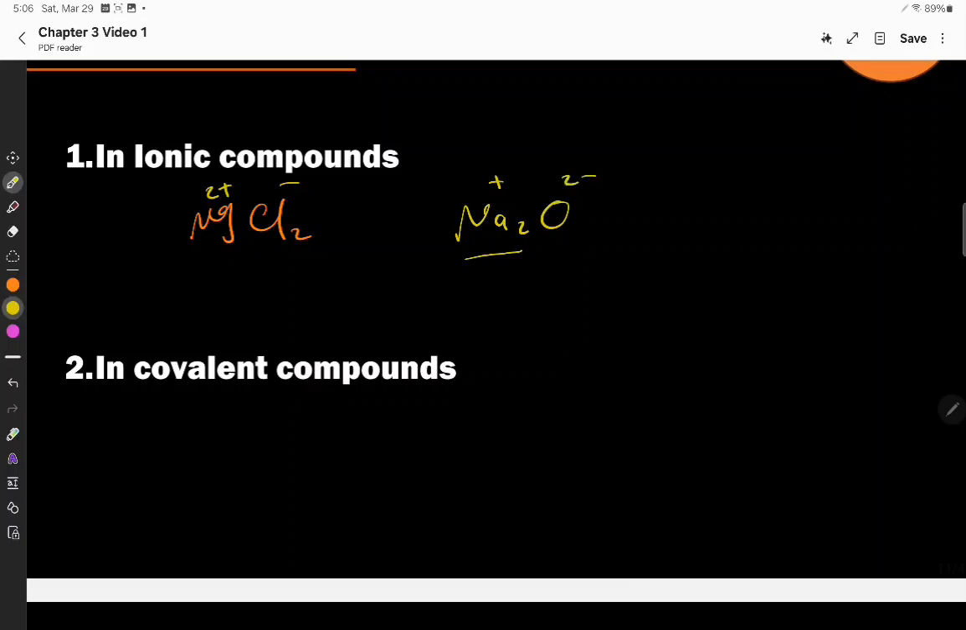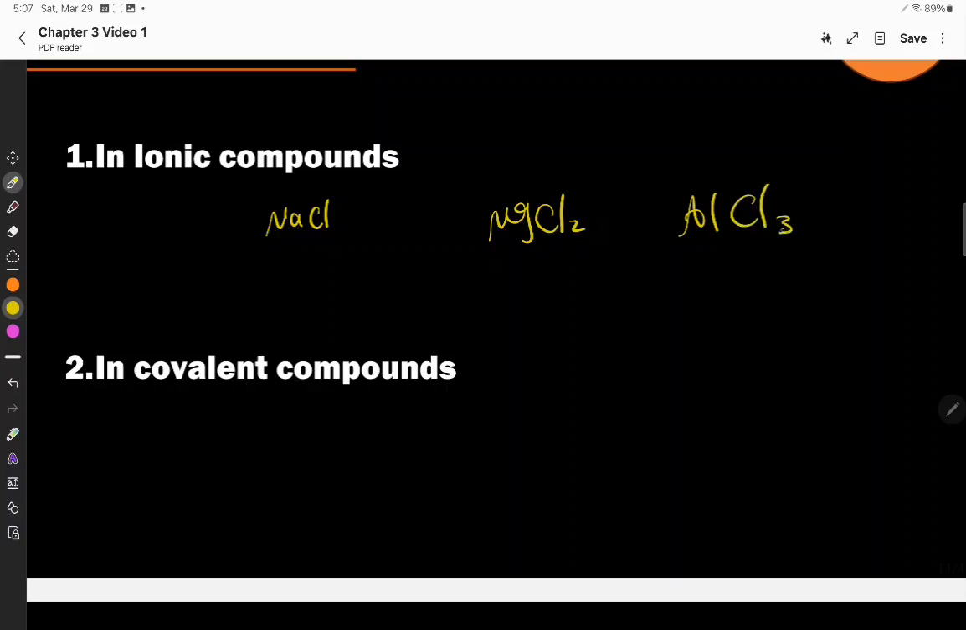We can determine the oxidation numbers from the elements and the subscript numbers. For example, if we look at this one, NaCl, MgCl2, AlCl3. Now we can know the oxidation number of sodium is positive 1 and chlorine negative 1. Magnesium, because chlorine took 2, so it will be 2 positive and chlorine 1 negative. Because aluminium here is 1 and chlorine is 3, so aluminium 3 positive and chlorine 1 negative.